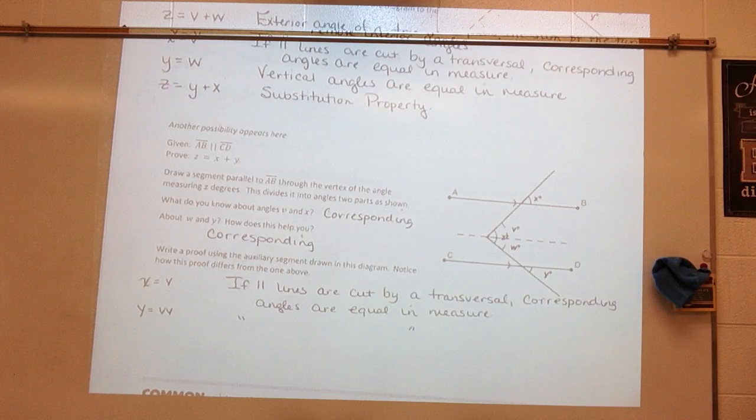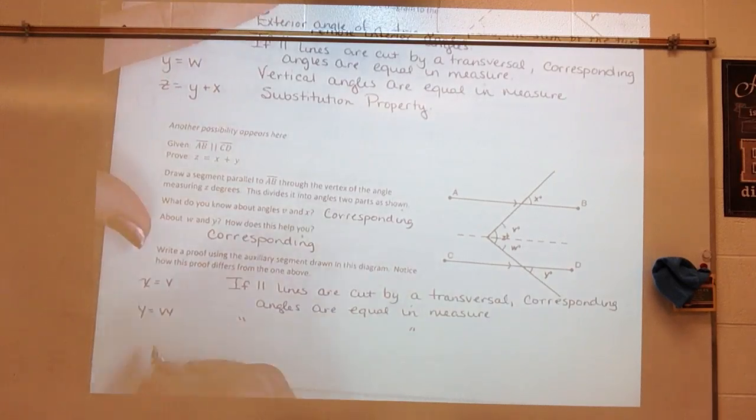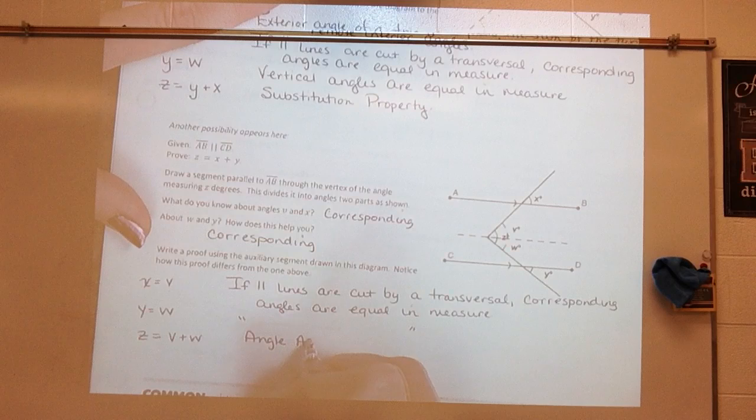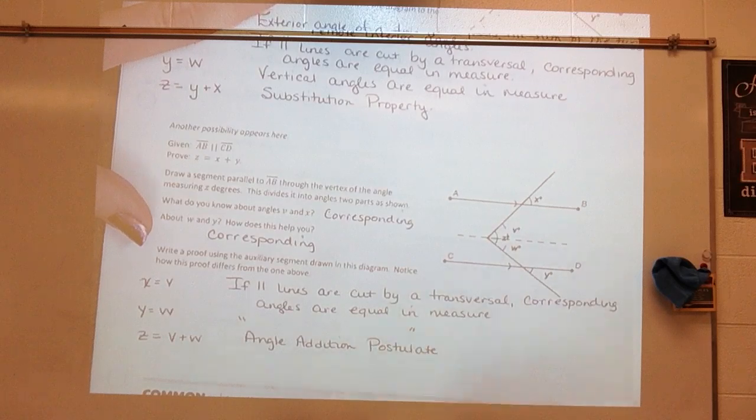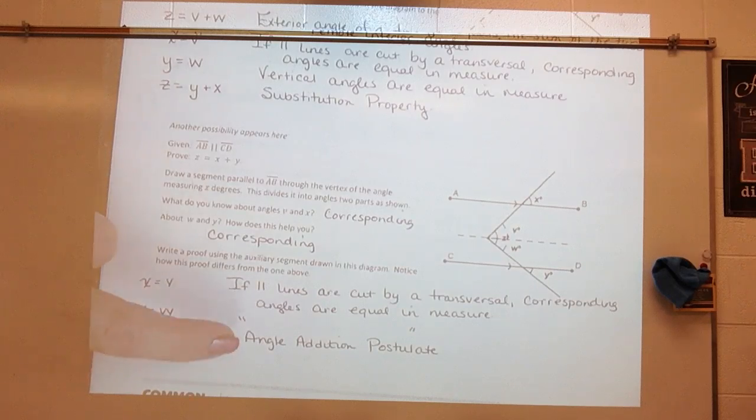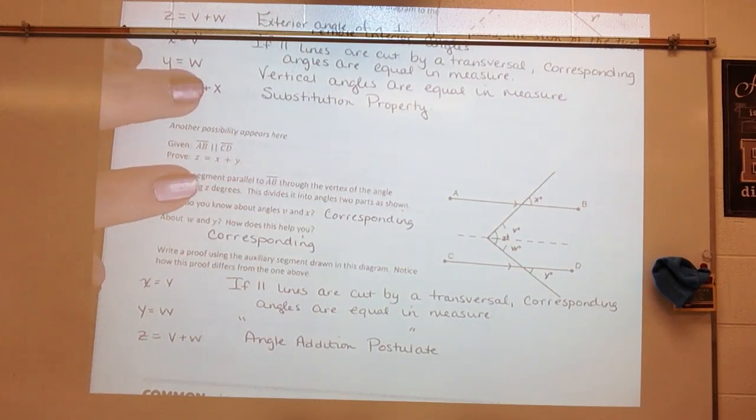Alright, so now I know that Z is equal to V plus W. And that's what we call the angle addition postulate. We're going to start getting into keeping a notebook and getting those postulates and things written down. Alright, so angle addition postulate.